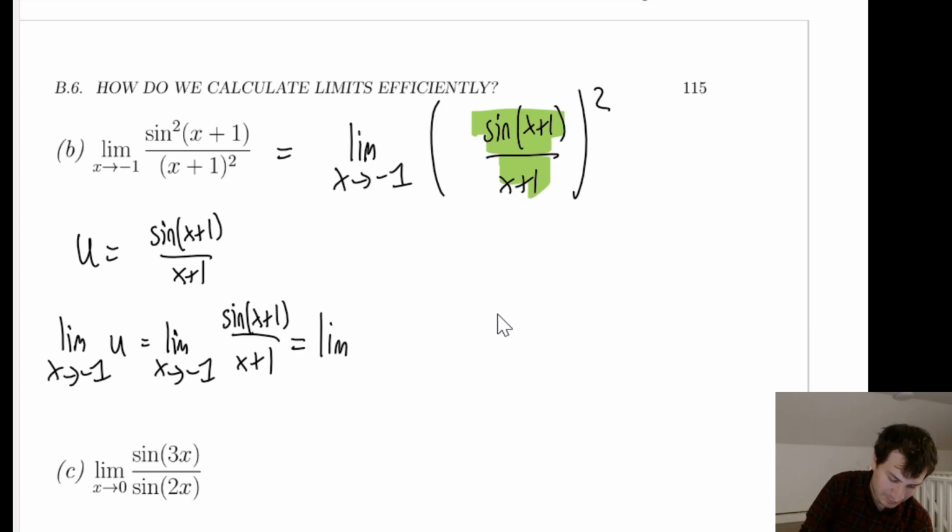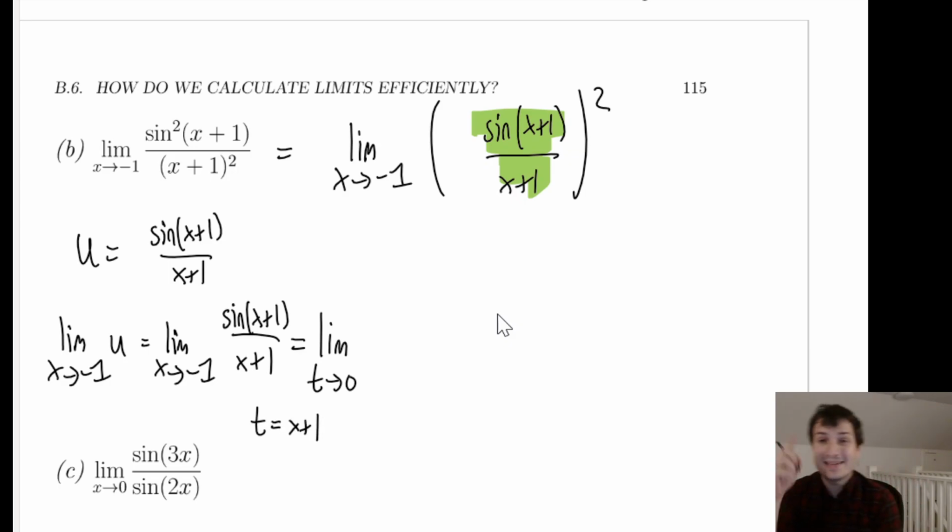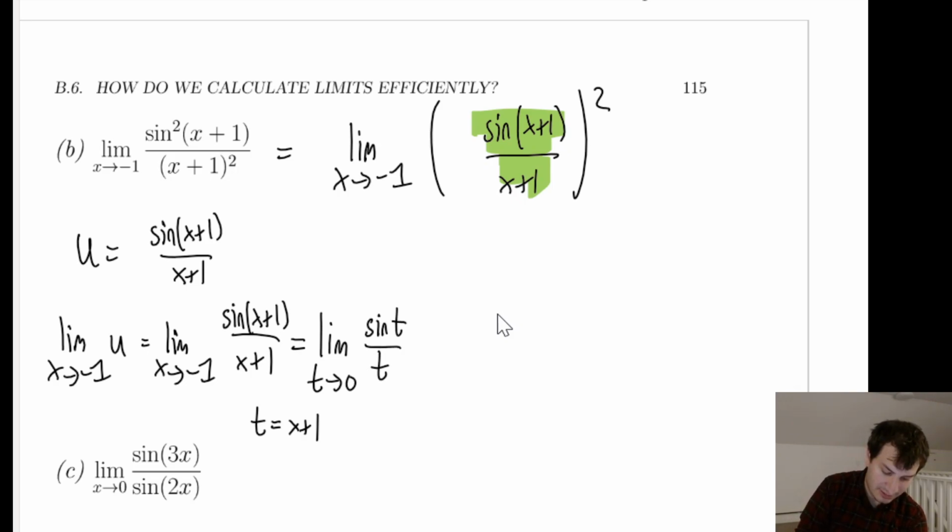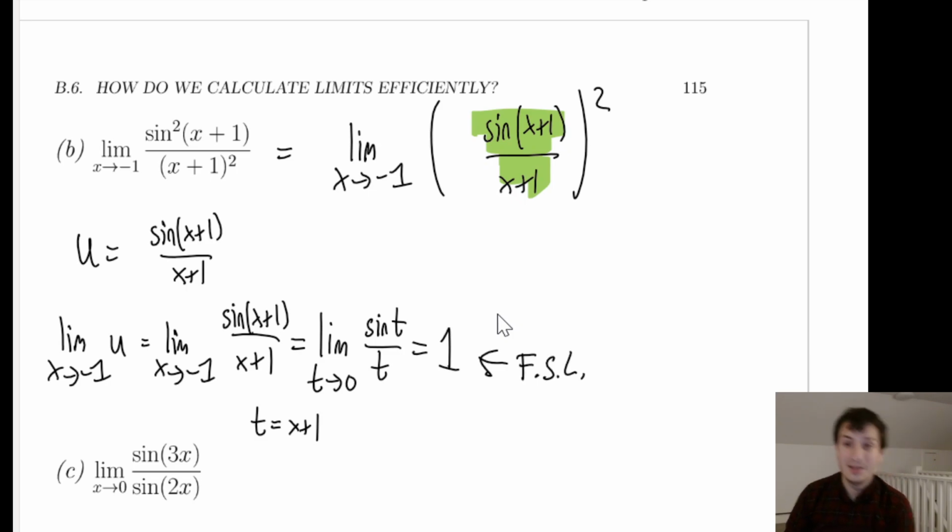Let's call it t. This is t goes to 0. If I make t be x plus 1, then as x goes to minus 1, t will go to 0. And this will be sine t over t, which is 1. That's the fundamental sine limit. So the point is, the thing inside the brackets is converging to 1 as x goes to minus 1. The thing in the brackets is what I called u, and I've shown that the limit of u is 1.